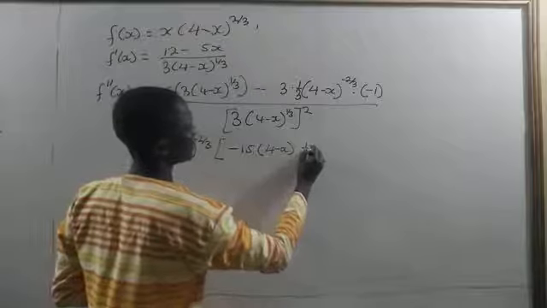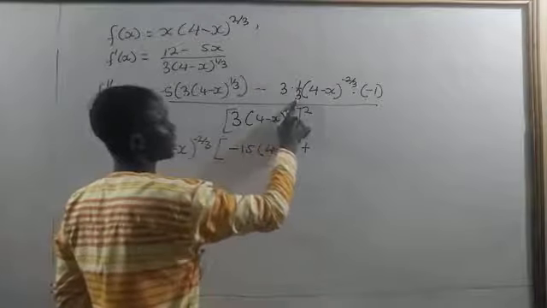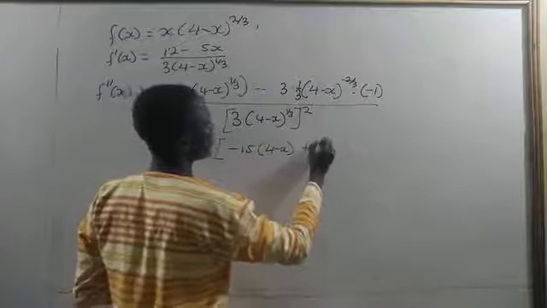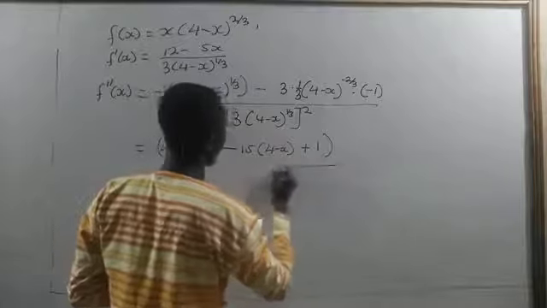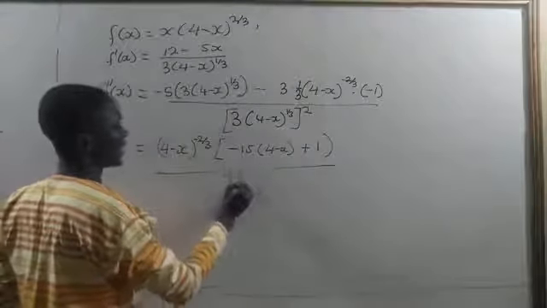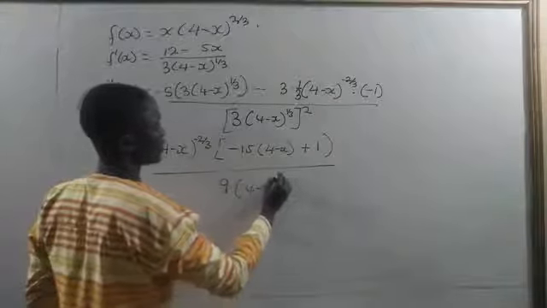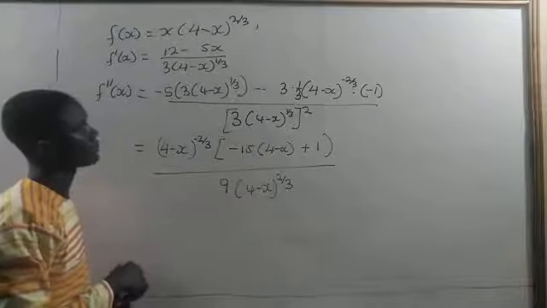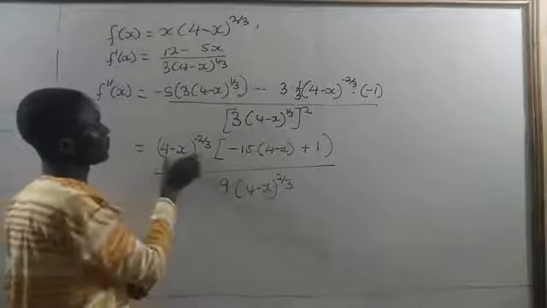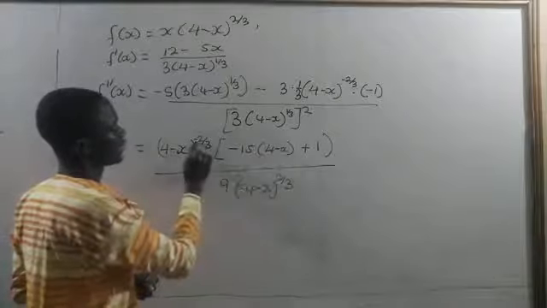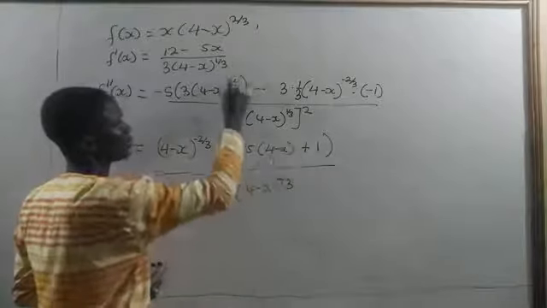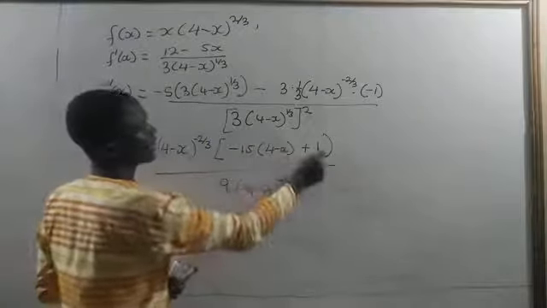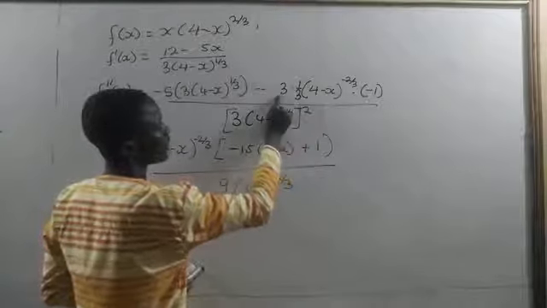plus, here 3 will cancel 3. And what will remain here? That is what we brought here. So we take 1 here, all divided by 9 times 4 minus x to the power 2 out of 3. Wow, that is very, very nice. So we check this one. If we multiply this by that, negative 2 out of 3 plus the 1 here will give you 1 out of 3. That is what I did. And if you multiply this by that, you are going to get what we have. And here 3 will cancel 3.